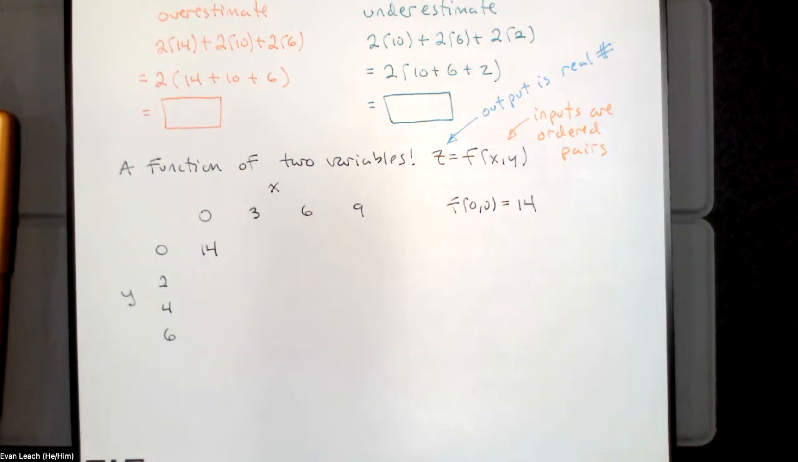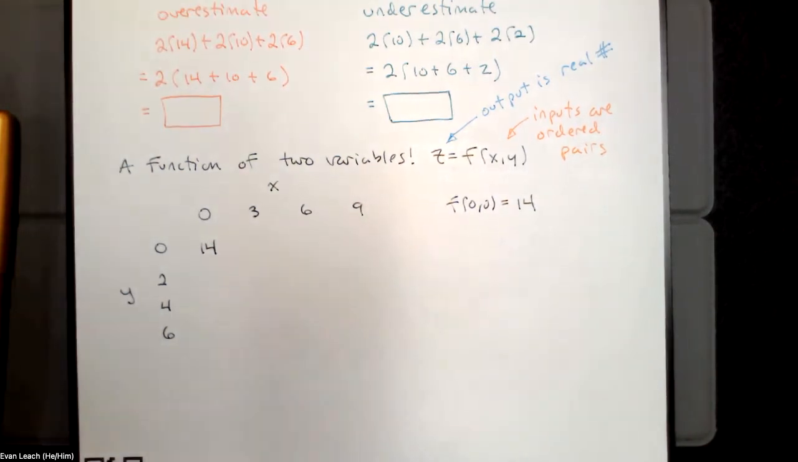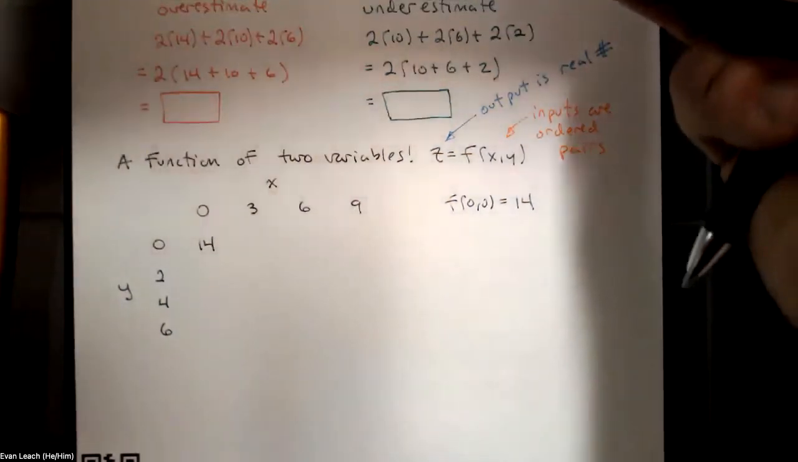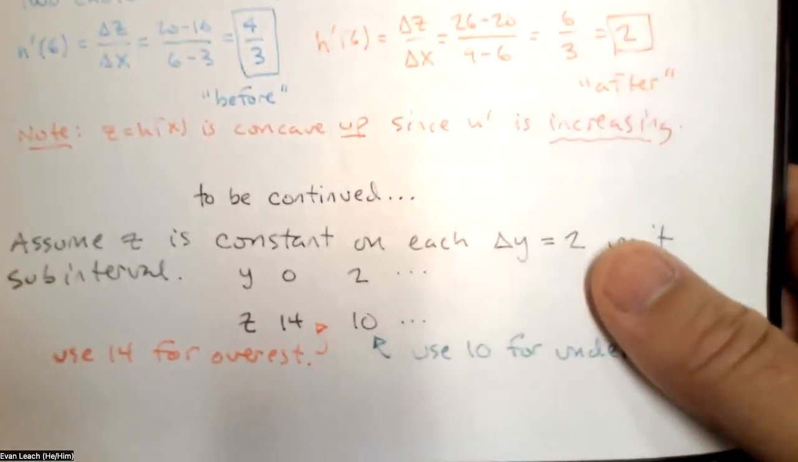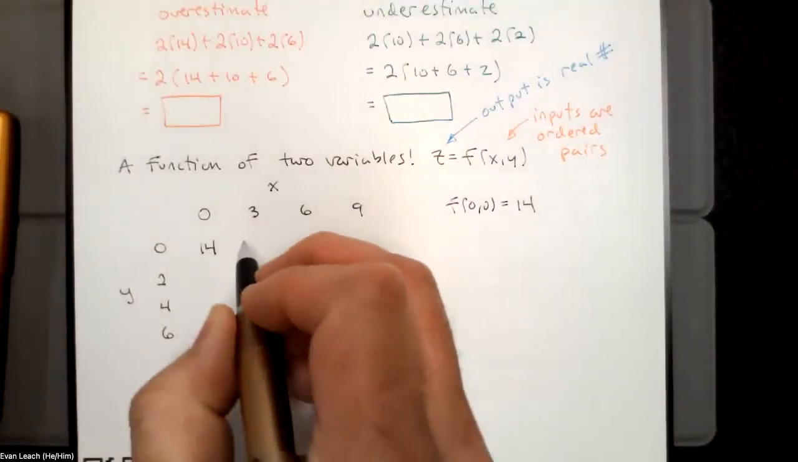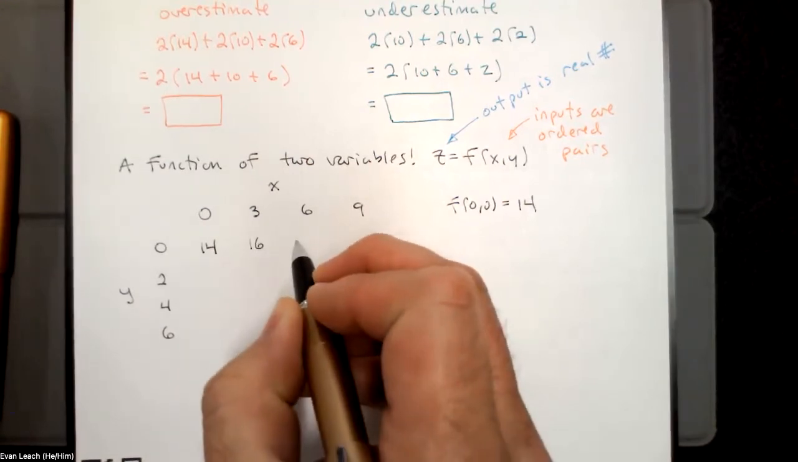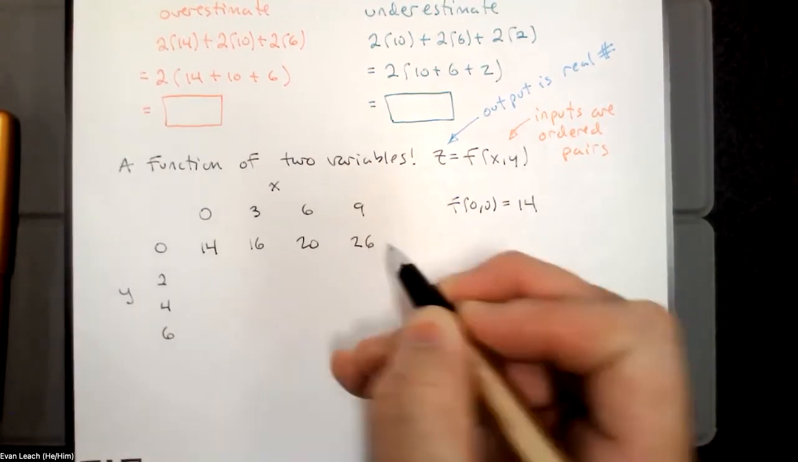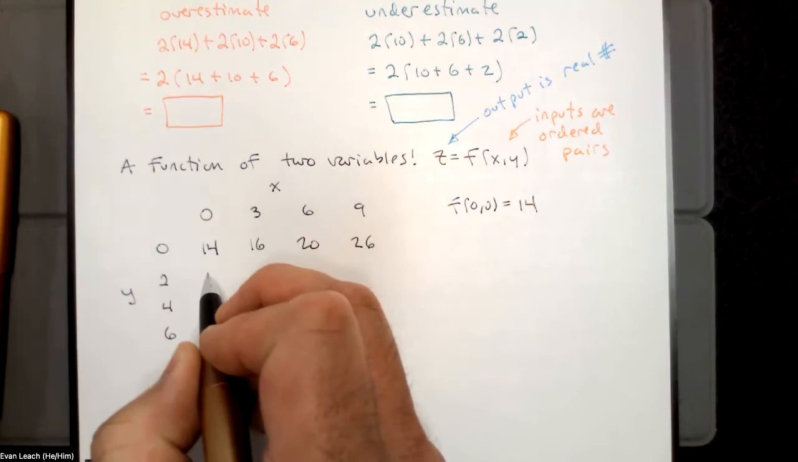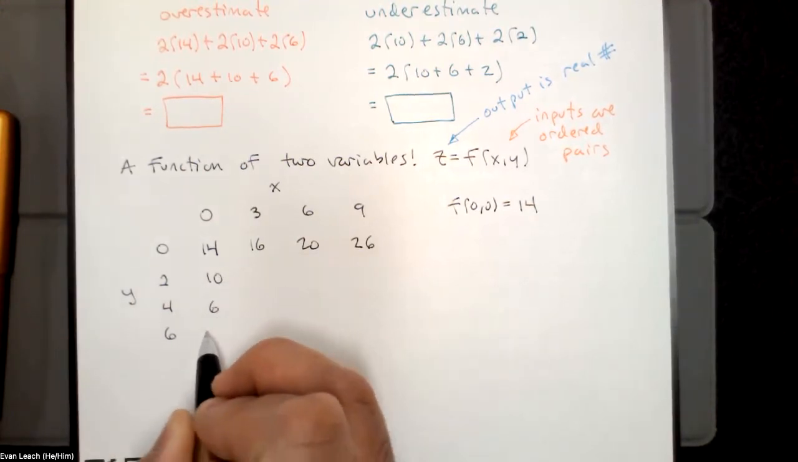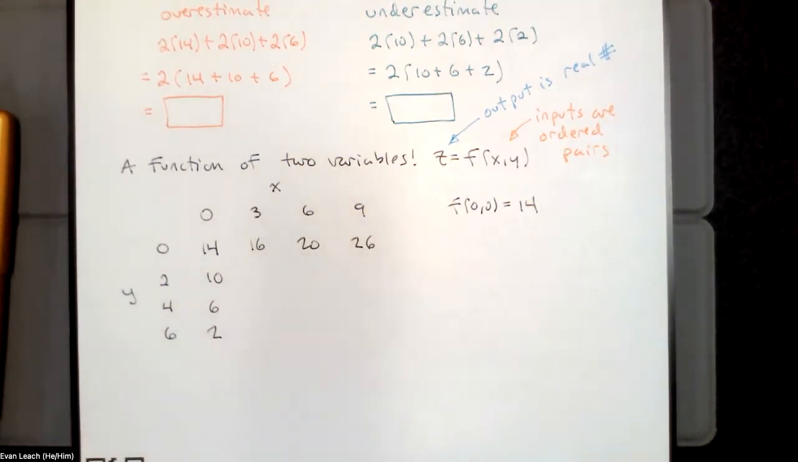All right. So wait, what were my values of x or h of x? 14, 16, 20, 26. Now you can see each input is an ordered pair. We're gonna have to fill out some more information.